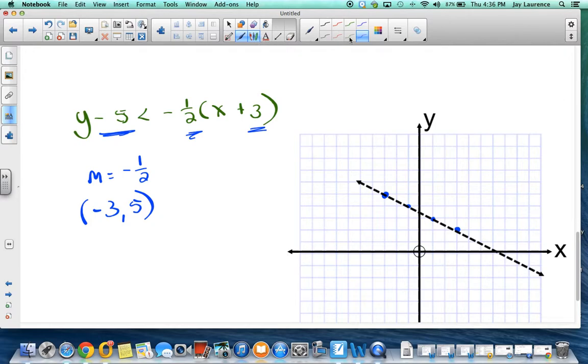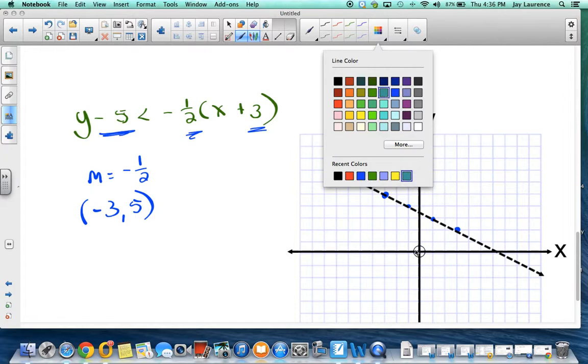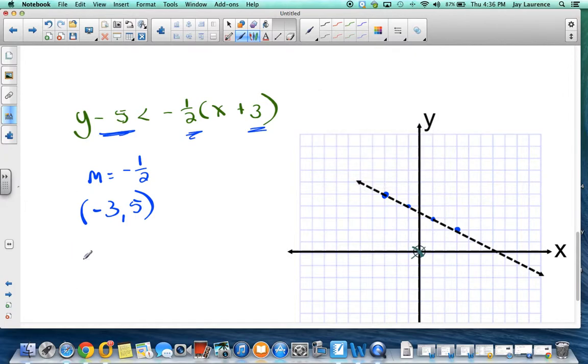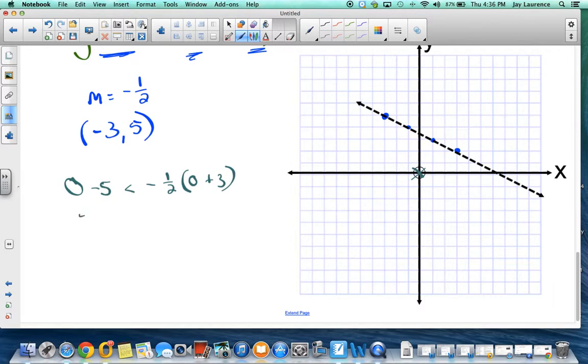Now I got to do my test point. So let's see here, test point. I can use the origin because the line doesn't go through it. I'll do 0 minus 5. Is that less than -1/2 times the quantity of 0 plus 3? Okay, well, the left-hand side is -5 is less than -1/2 times 3. So I'm going to get -5 is less than half of 3, which would be -1/2. Is -5 less than -1/2?